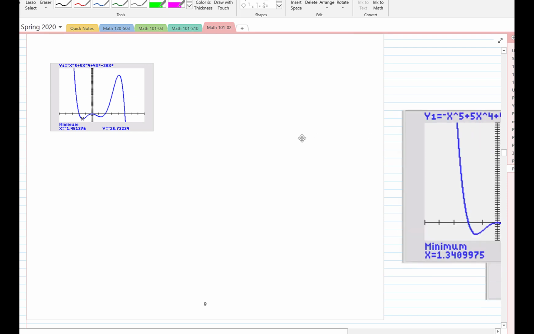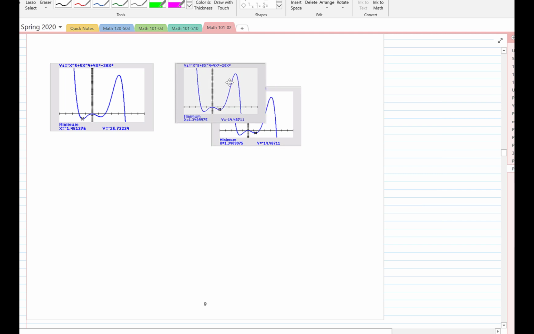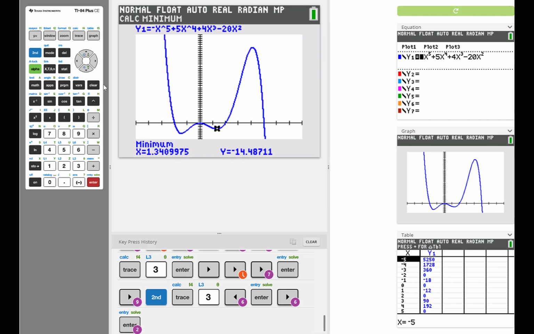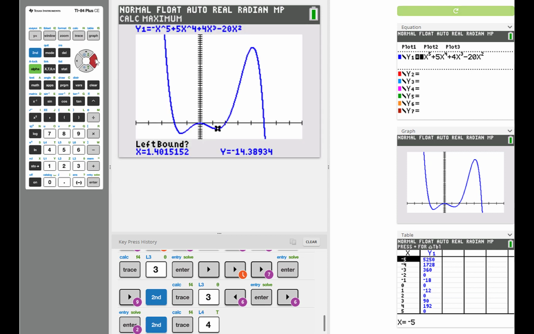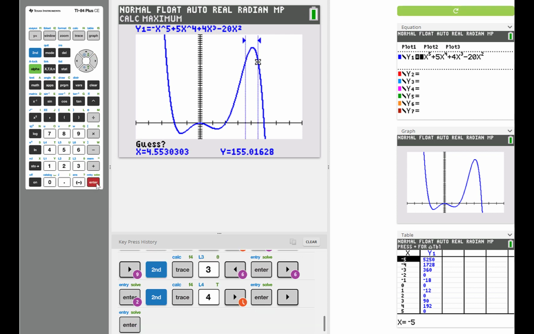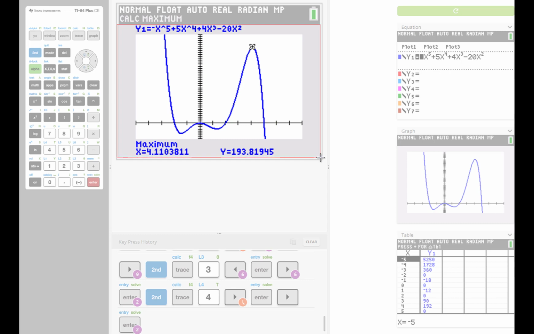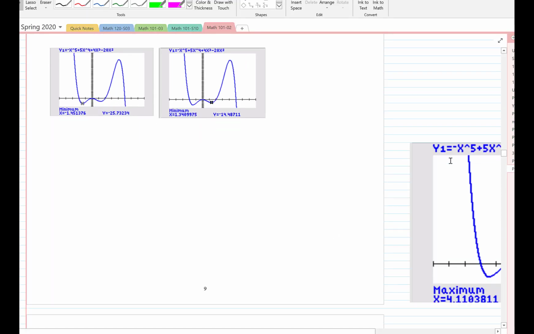And let's go ahead and fix that and put this right over here. There we go. And last but not least, let's find that relative maximum. That's over here. So that's number 4 we're going to click on when you calculate for the maximum. Left bound, right bound, and then hit enter on guess. And it looks like that highest point for y is 193.8. That's the one I was really struggling on fitting in the window. So let's go ahead and copy and paste it.